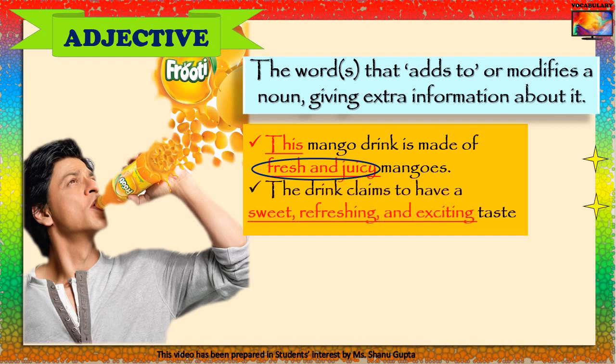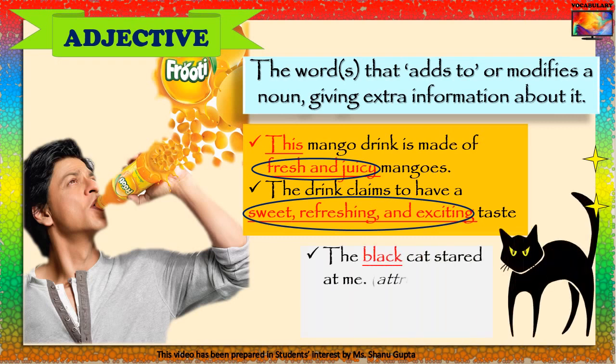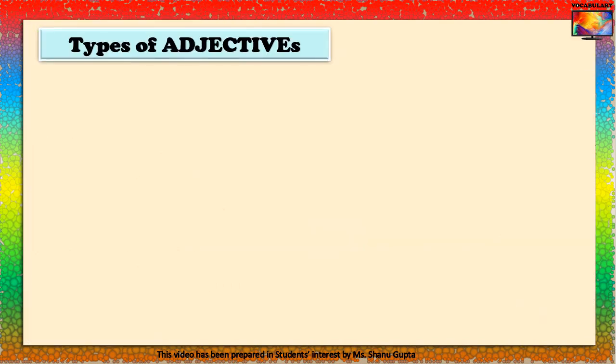Similarly, in the second sentence, the drink claims to have a sweet, refreshing and exciting taste. I am describing the taste of the drink, which is a noun, as sweet, refreshing and exciting, all of which are adjectives. The adjectives are mostly placed in an attributive position before the noun, as is the case in the sentence, the black cat stared at me. Or they can be placed in a predicative position after the verb, as in the sentence, the cat is black.